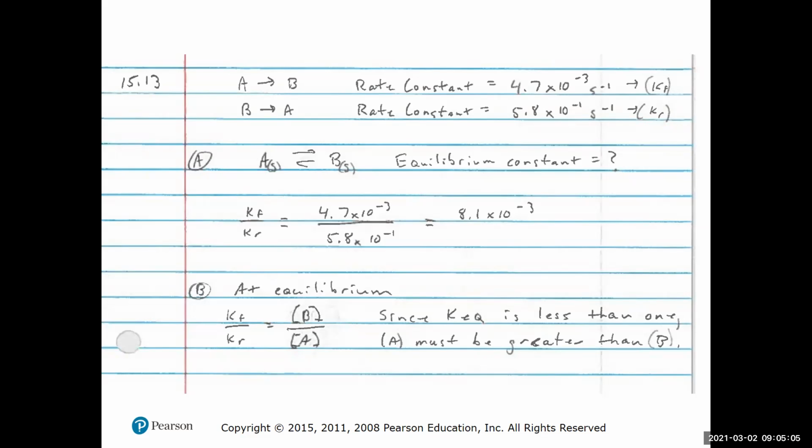So if we've got the rate constants for the two, so basically we're saying it's the rate constant for the forward reaction and then the rate constant for the reverse reaction. To calculate that equilibrium constant, we simply take the forward one versus the reverse one and divide those. And if we do that, we get a value of 8.1 times 10 to the minus 3. Then in part B, it wants to know which is greater at equilibrium, partial pressure of A or the partial pressure of B.